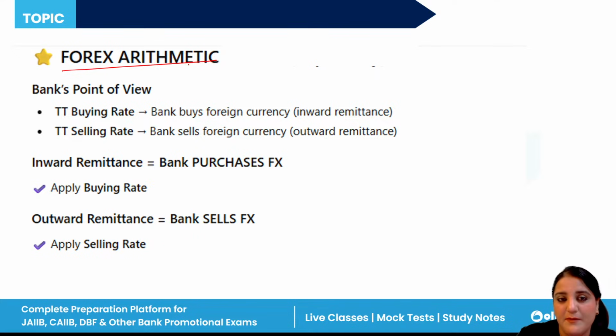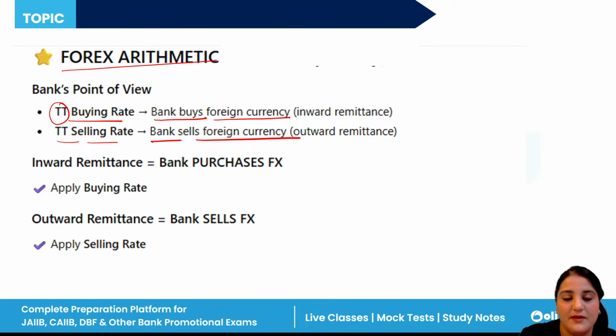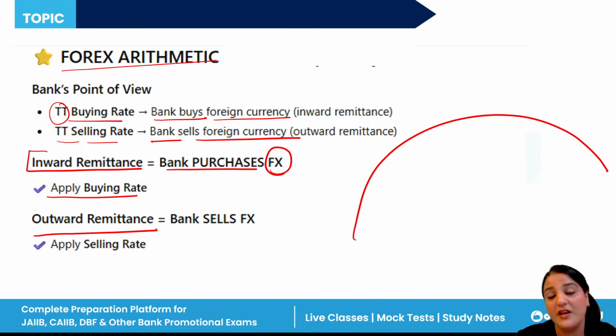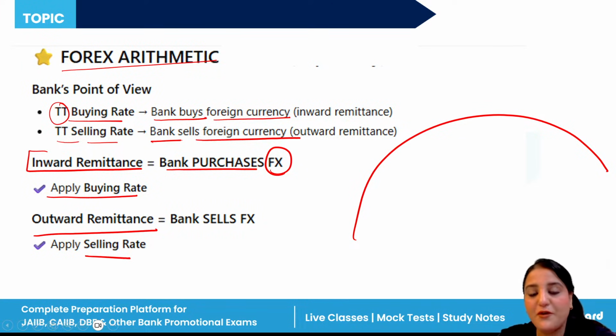So in forex arithmetic, whenever the TT buying rate is used, the bank buys the foreign currency, and whenever the TT selling rate is there, the bank sells the foreign currency. In an inward remittance, the bank purchases the foreign exchange, so it will apply the buying rate. And in an outward remittance, when the money is going out, that means the bank sells the foreign exchange, so it will apply the selling rate, right? So this is the concept of forex arithmetic.